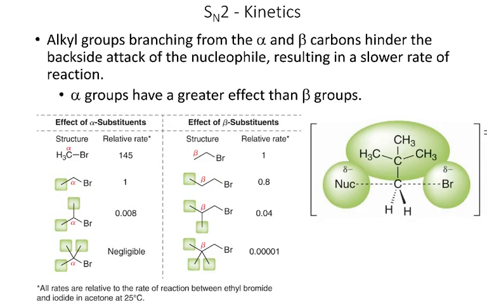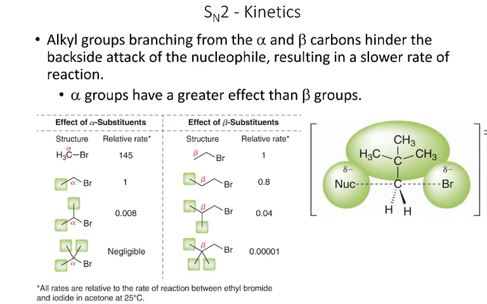And so to make this a little bit more quantitative, we've got some relative rates here. And so you can see the effect of alpha substituents. So if we are measuring the rates relative to a primary alkyl halide, we can see that the methyl alkyl halide reacts much more quickly, right? And as we go to secondary and tertiary alkyl halides, the reactivity falls off significantly.